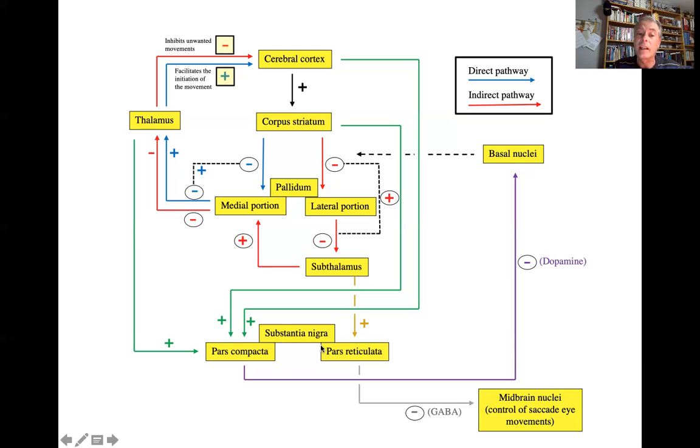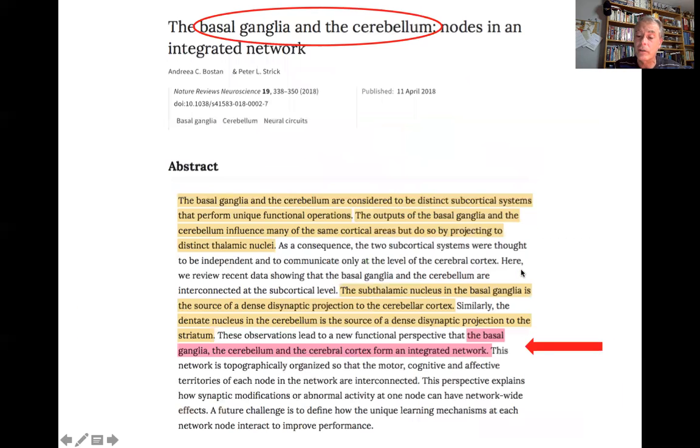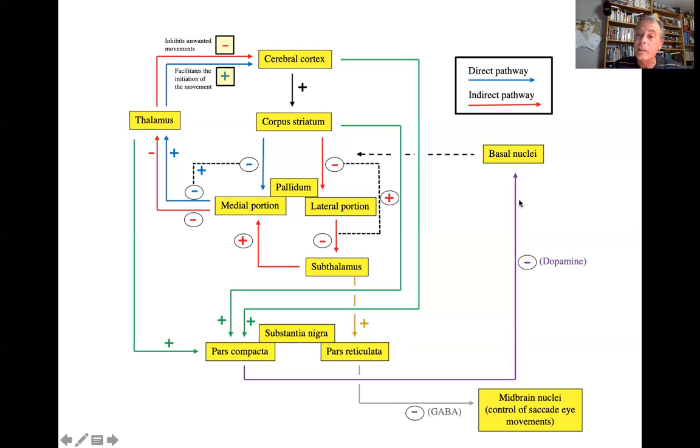However, the substantia nigra, in particular the pars compacta, is receiving activation from the cerebral cortex and from the striated body, as well as from the thalamus. And this pars compacta is a very important area because it projects dopaminergic inhibitory actions over the basal nuclei in order to control the activity of these nuclei. So the basal nuclei are controlled by the pars compacta of the substantia nigra.